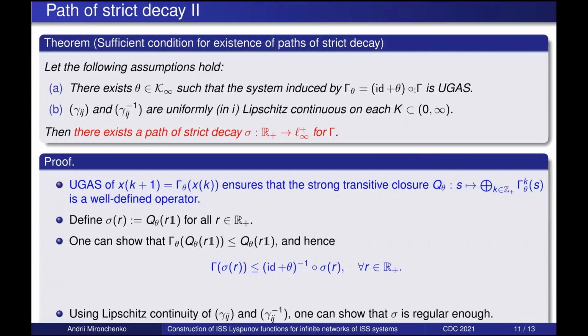So one more time, we take the gain operator, we scale it in this way, and define this scaled operator gamma theta. We assume that this system is uniformly globally asymptotically stable. Under such conditions, such an operator Q is well defined. Q maps the initial condition to the supremum of the corresponding trajectory of this system. Now we can define sigma in this way, and one can show that sigma is in fact a path of strict decay. So what is important is that we have an explicit construction for a path of strict decay. Okay, so I omit all the details here.